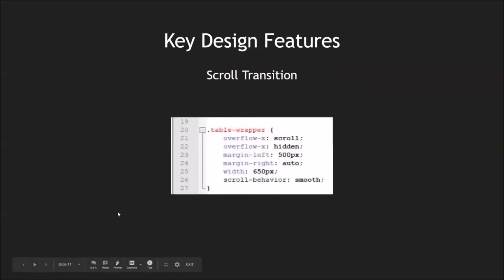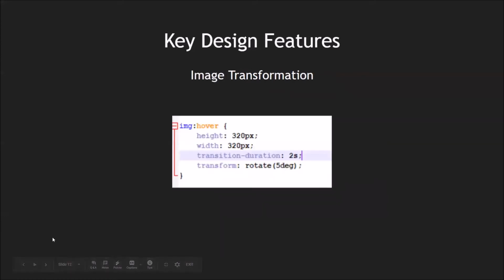We created a horizontal scrolling feature, connecting all the pages using the overflow-x property. And we made the scrolling feature very smooth using the scroll-behavior property. When you hover over the image, it is going to enlarge, the height and width increase, and it transforms 5 degrees clockwise. And we made the transition smooth using the transition-duration property.